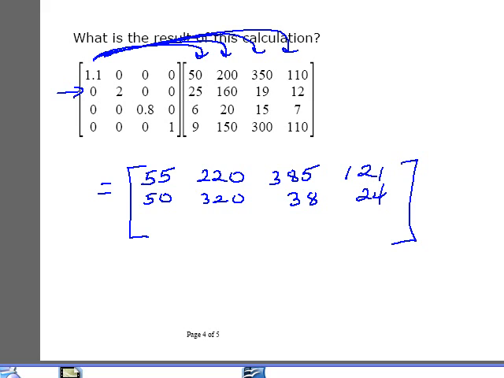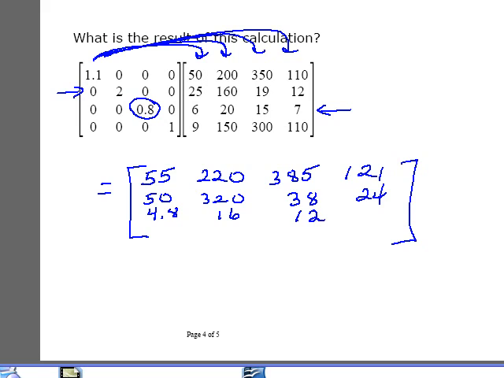And now I'd have to do the same thing with the third. Because I only have an entry here at the 3, 3 location, only row 3 gets multiplied. So this would be 4.8, 16, what's 0.8 be?